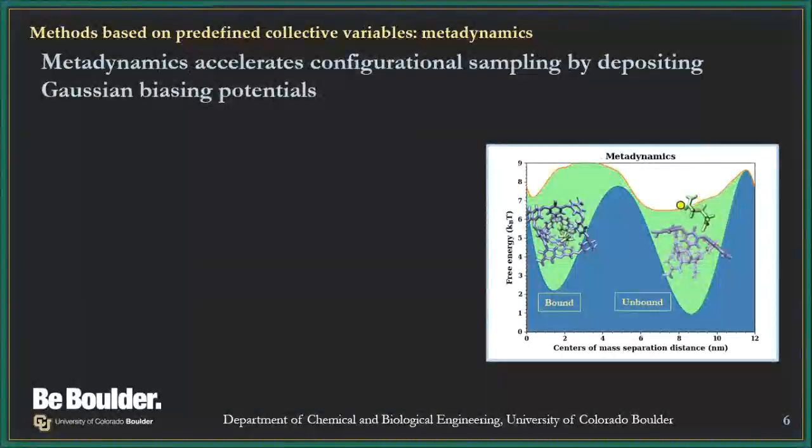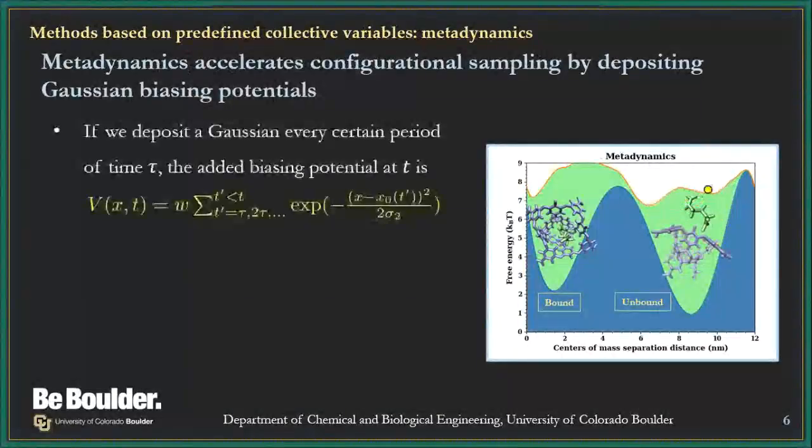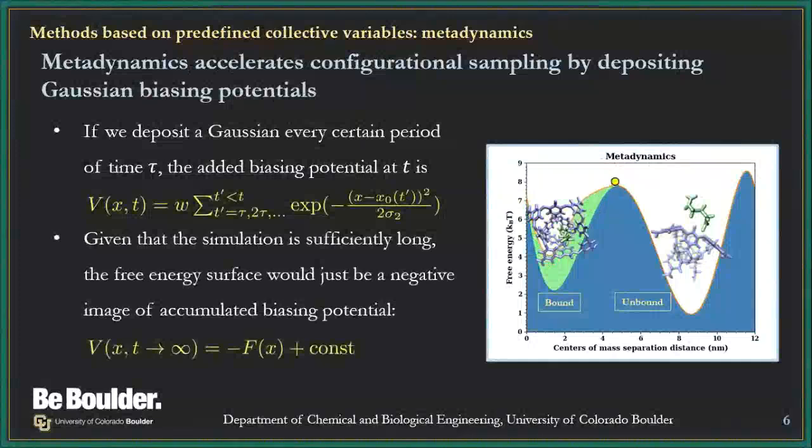If we deposit a Gaussian biasing potential at every certain period of time, then the total added biasing potential at time t can be expressed as the equation you see in the slide. As you would imagine, given a sufficient amount of time, all the free energy barriers can be filled up by Gaussian biasing potentials. At this point, the free energy surface would just be the negative image of the total added biasing potential. Therefore, the crossing of the energy barriers allows us to sample different metastable states and calculate the free energy surface along the CV direction.